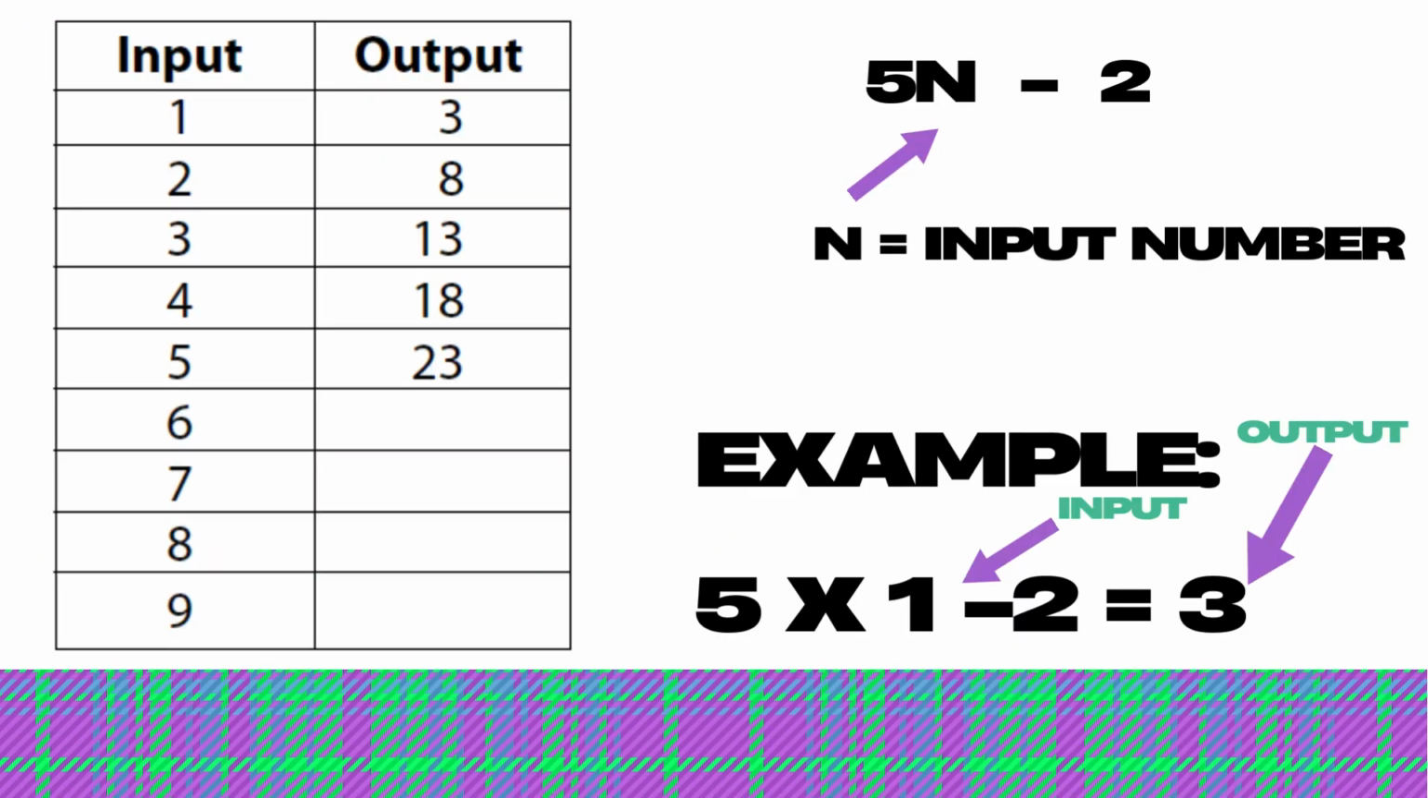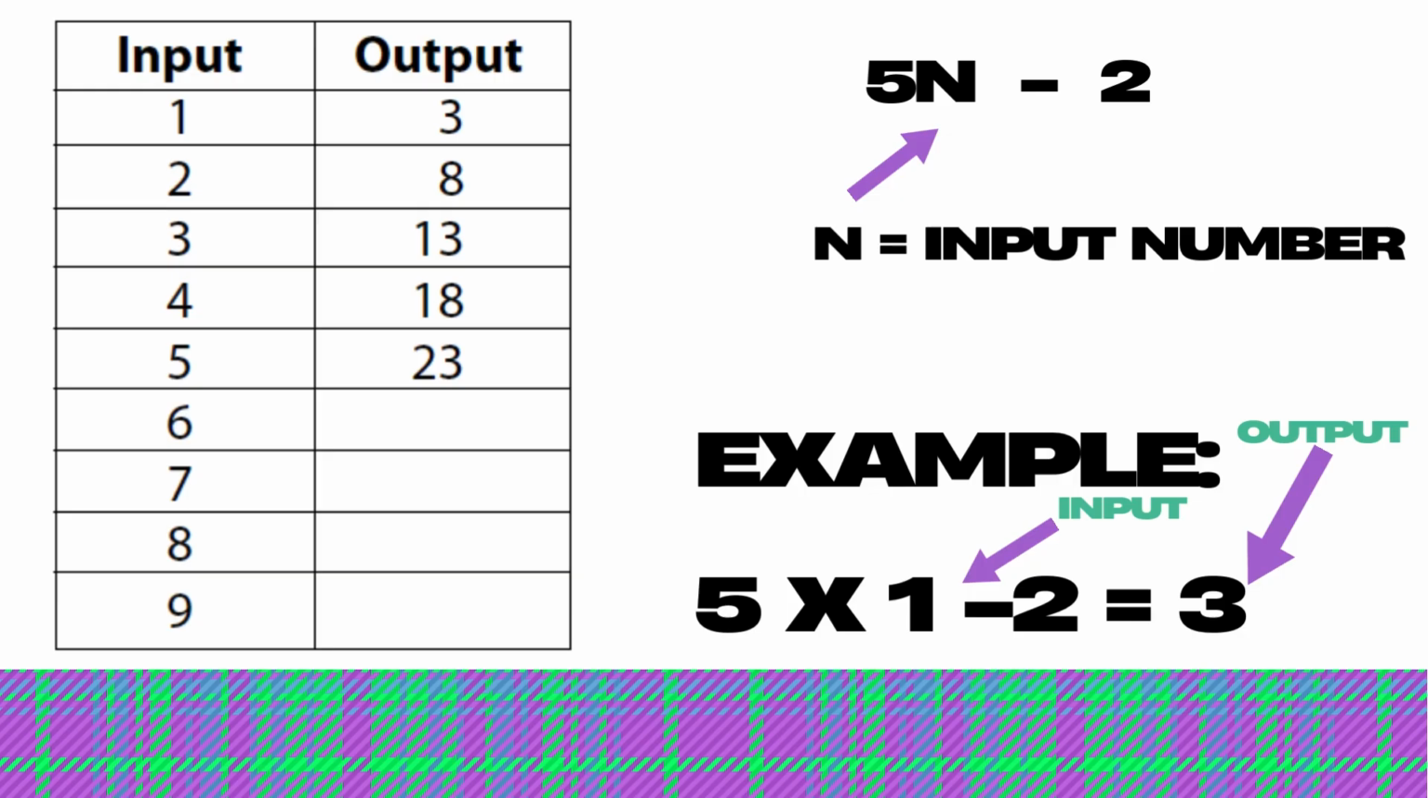Let's look at another example. This input-output table starts at 1. For the input, it increases by 1 each time. The output side starts at the number 3, and it increases by 5 each time. In this one, we will need to do 2 operations again.